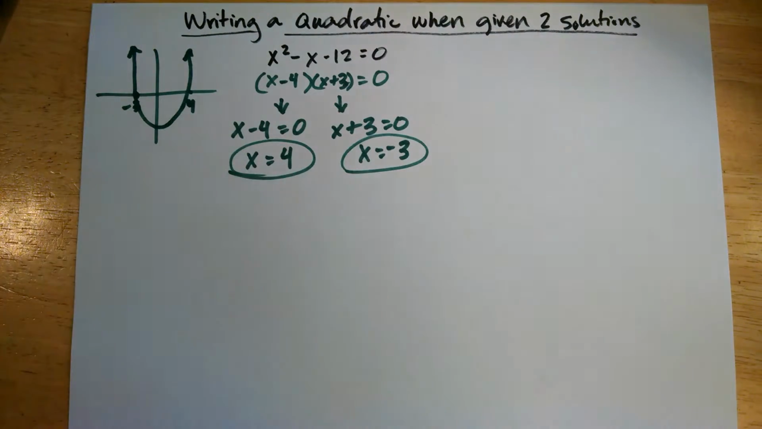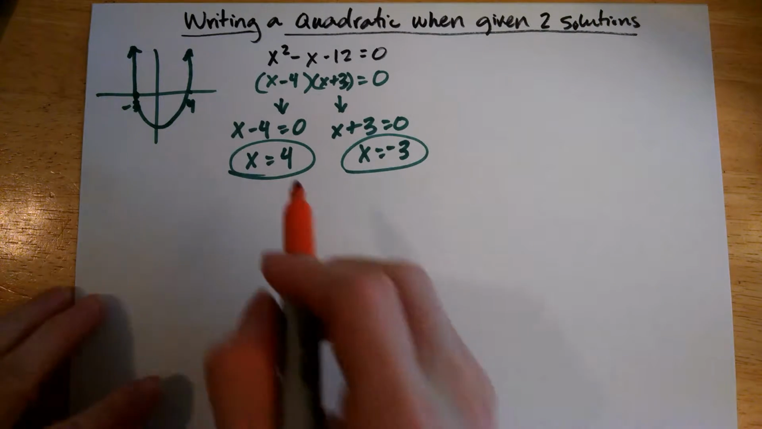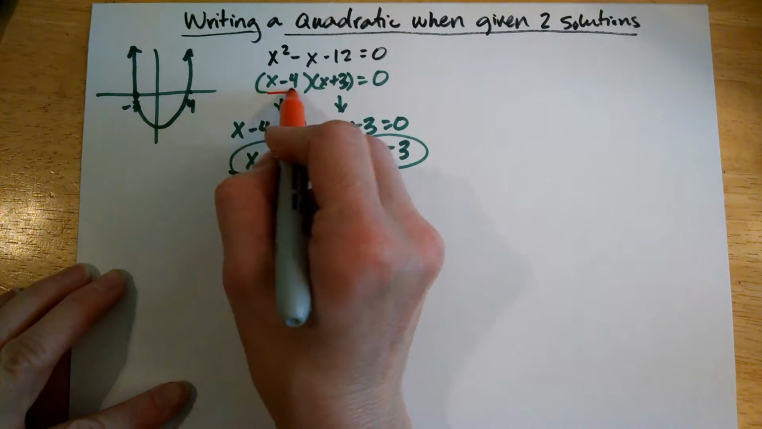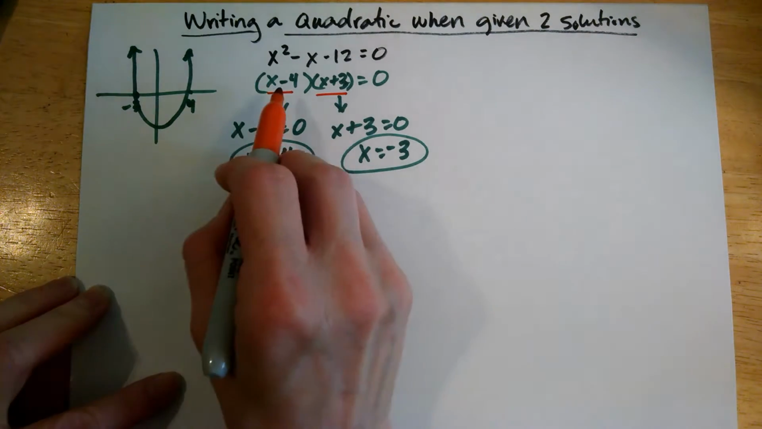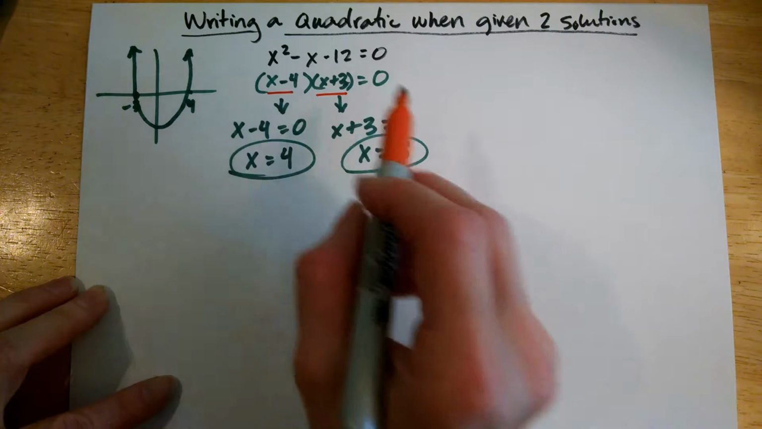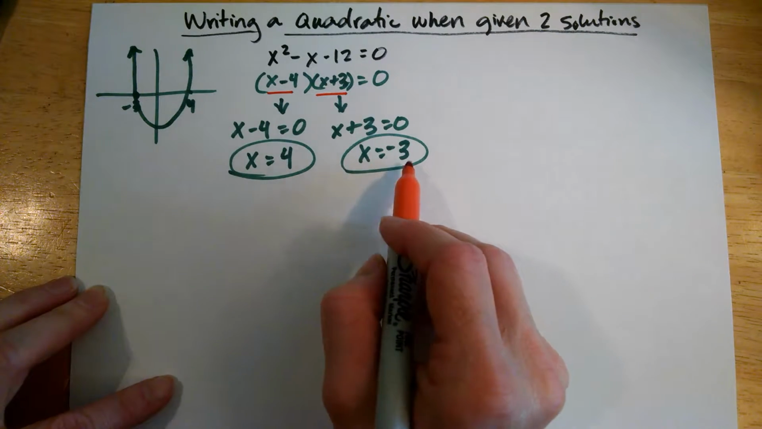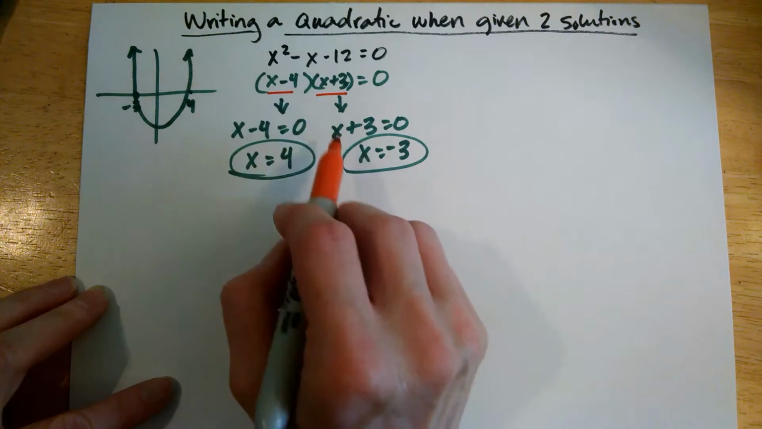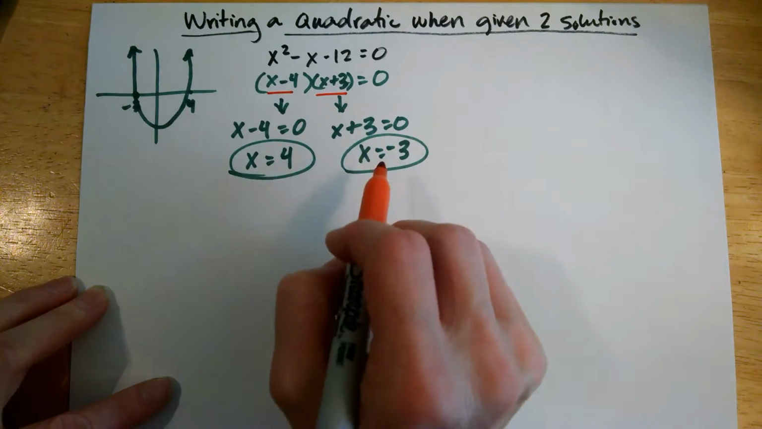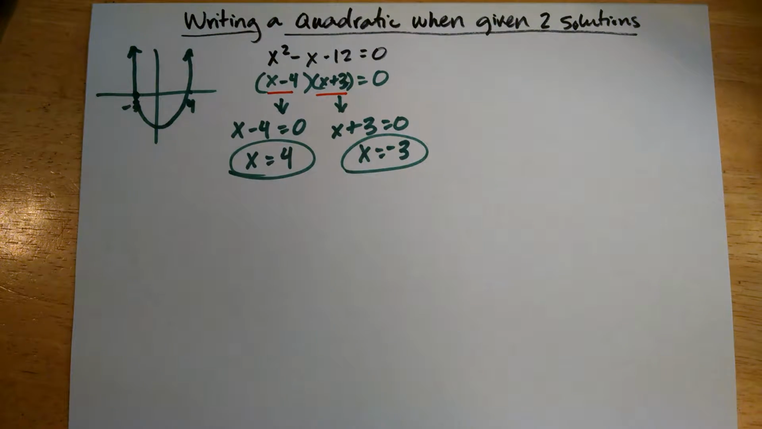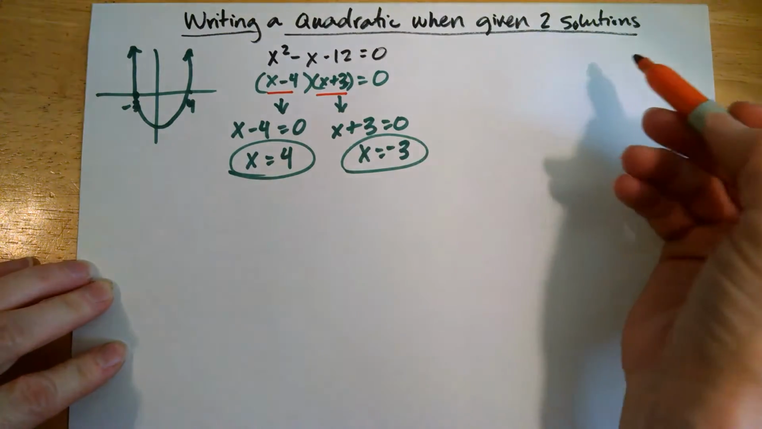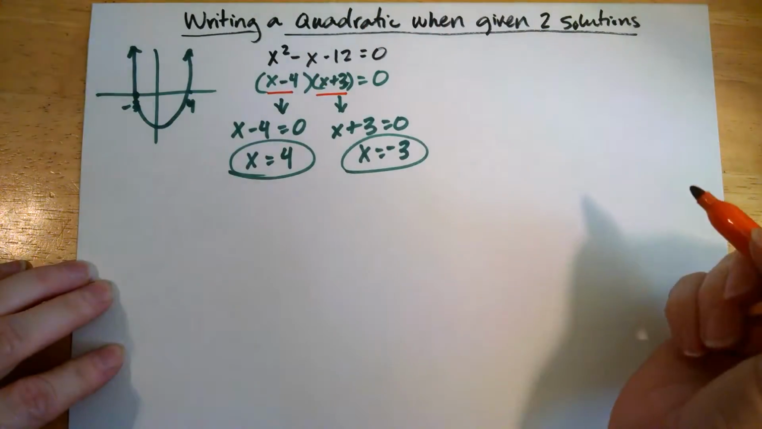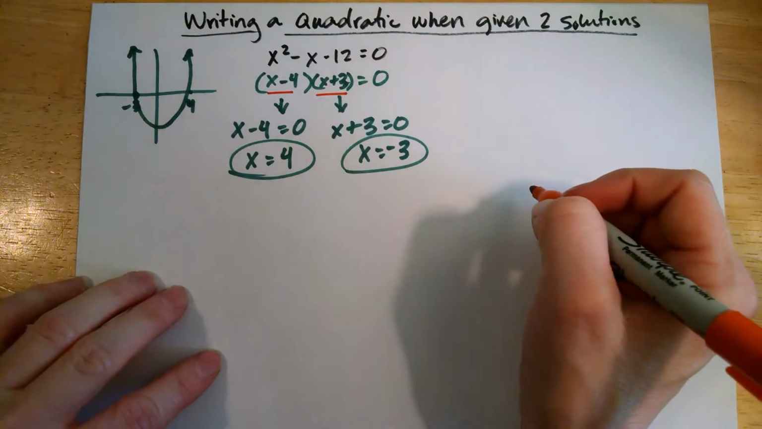Okay, so I want you to notice a few things here. In our answers, we have the opposite sign of what we had in our binomials. We have a positive 4 for an answer, and we had a negative 4 in our binomial. Same thing here. Our answer was negative 3, but in the binomial it was plus 3, because we had to shift it to the other side to solve for it. So keep that in mind when we're given two solutions and we have to go back and write a quadratic for them.